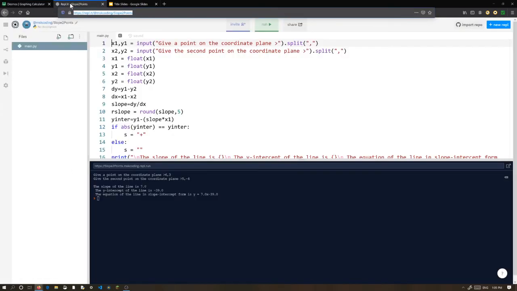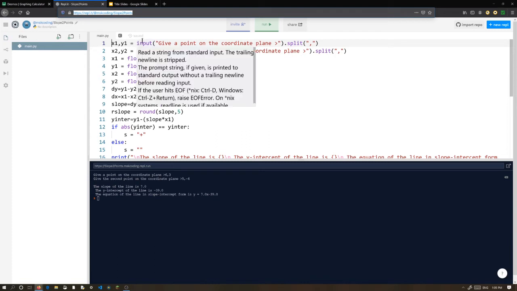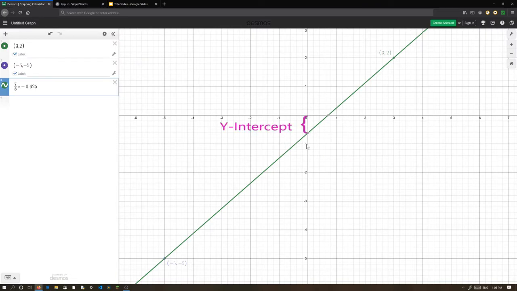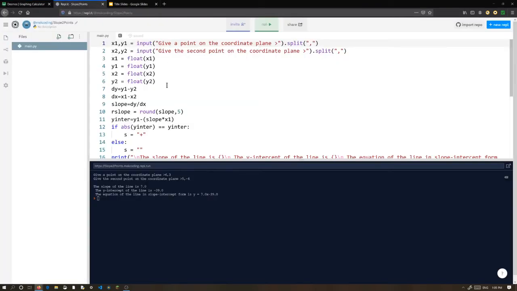So we can go to the program now, and we have this. x1, y1 equals input, "give a point on the coordinate plane", dot split, comma. And you went through everything that I explained in the last video. And then here is where it really changes. So we made our slope to be round(slope, 5), which means it rounds what slope is to 5 decimal places. y_inter is the y-intercept, which is exactly where it hits the y-axis.